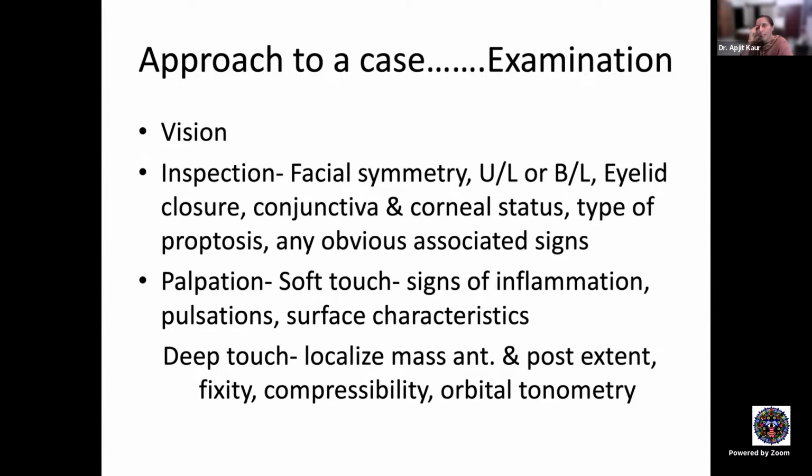When you have localized that there is a mass, then you see whether you can palpate the posterior extent or not. Or is it only the anterior extent that you know? Is it fixed to the bone? Is it fixed to the underlying structures? How is it related to the movement? What is the tonometry like? Is it compressible? So all that we had learned has to be put into practice under this heading now, right?